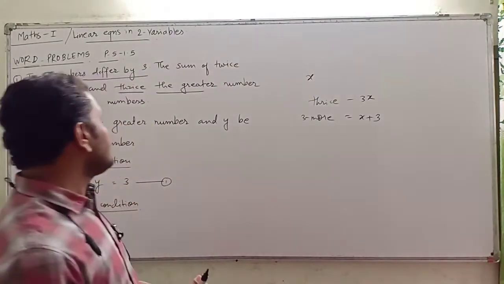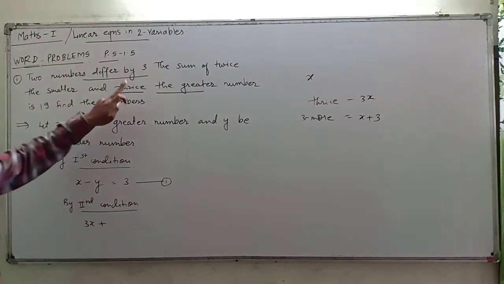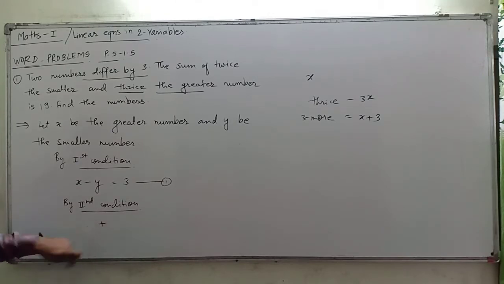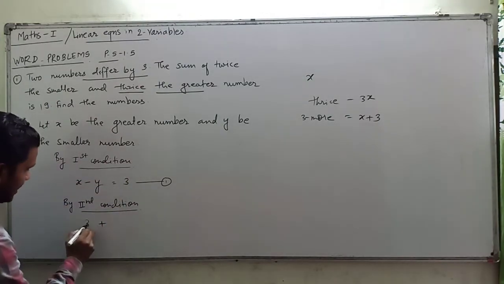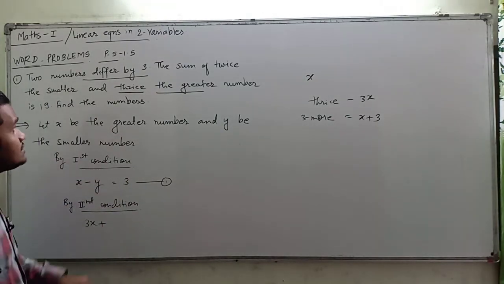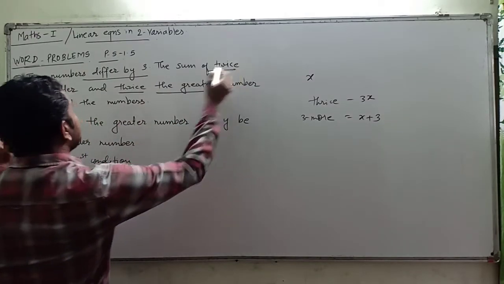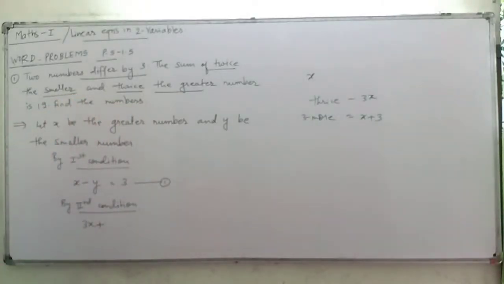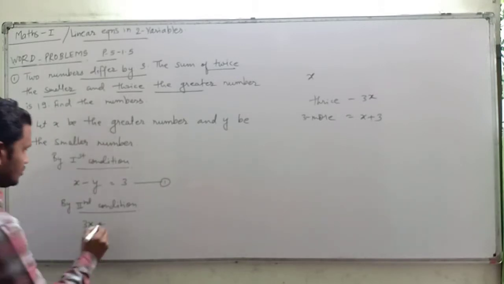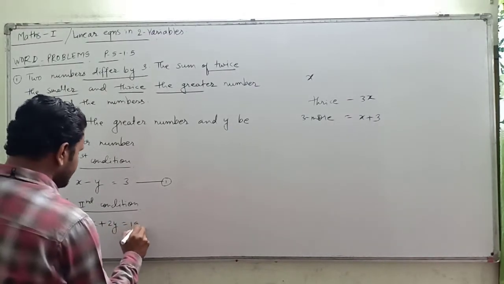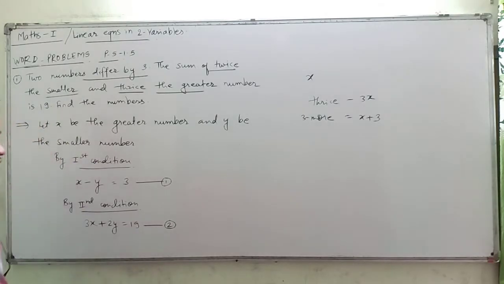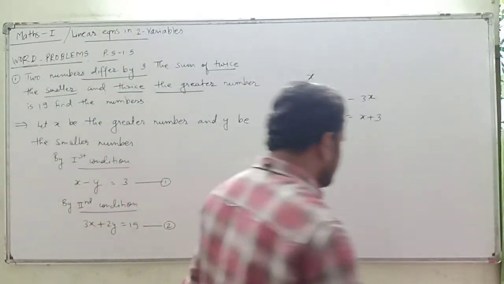So in this way, here we made the condition: sum, we have taken the sum, plus. Sum of what? Thrice the greater is x, so 3x, plus twice the smaller is y, so 2y. It may be 2y plus 3x, but I have taken x earlier. So their sum, how much? It is 19. So in this way, we got condition 1 and condition 2.